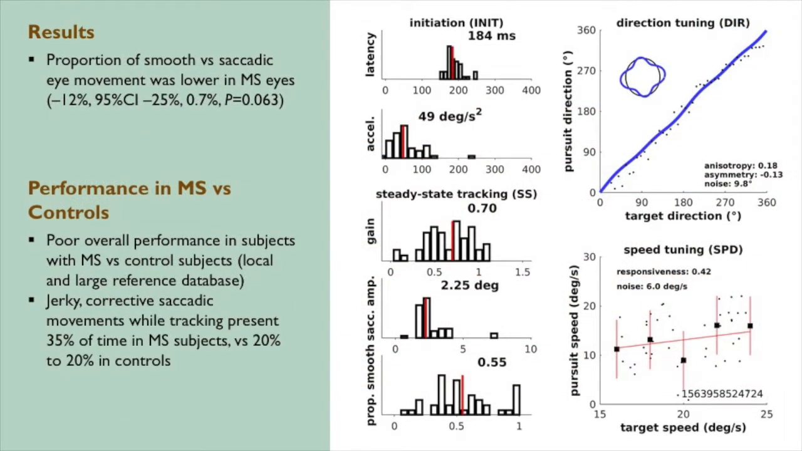For example, an MS patient trying to track smoothly a visual target will often have what we call saccadic interruptions. It'll look a little choppy. Instead of smoothly arcing through space, the eyes will have to insert some jerky corrective saccades to get back to the target. And about 35% of the time in an MS patient, you have to use these saccadic corrections, compared to the healthy population only had to do this about 20 to 25% of the time.